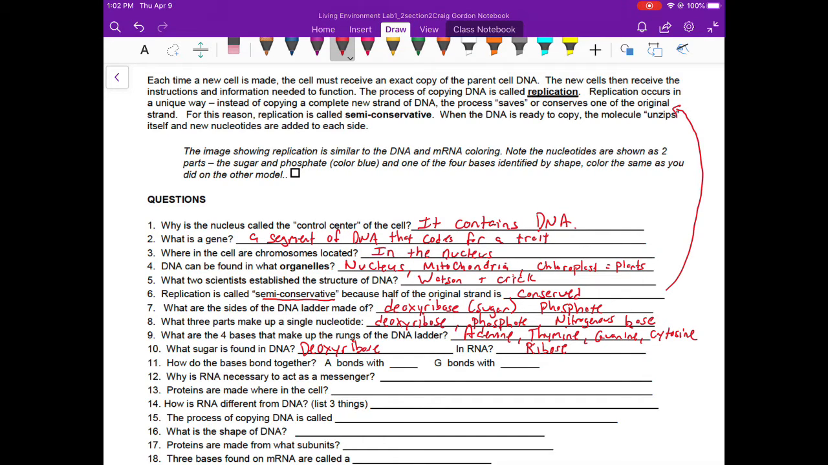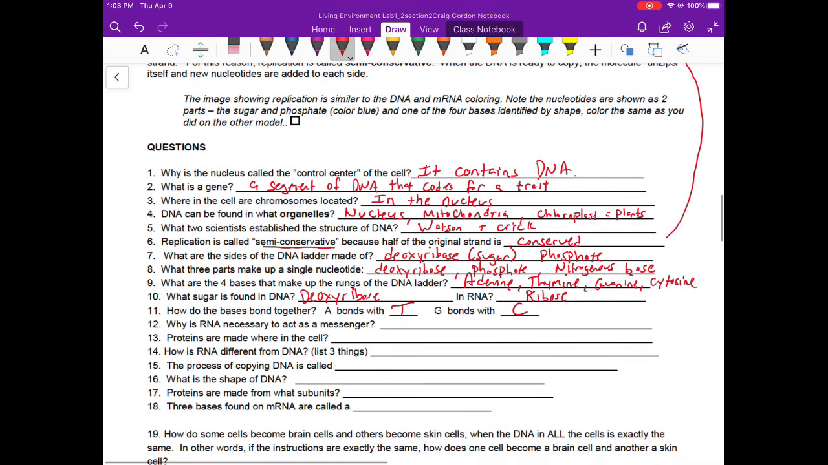How do the bases pair together? A bonds with T, G bonds with C. Why is RNA necessary to act as a messenger? It is small enough to fit through the nucleus. Proteins are made where in the cell? The ribosome. How is RNA different from DNA?